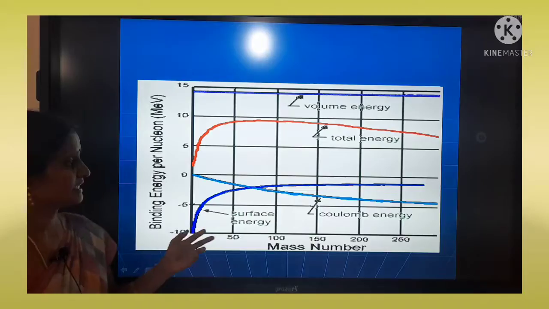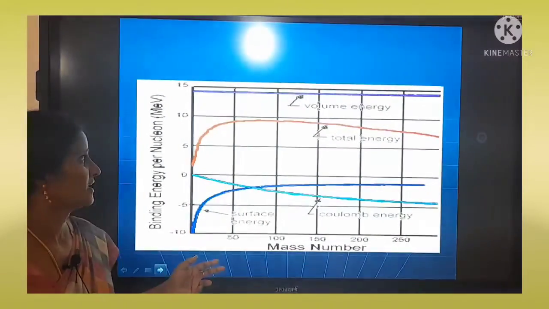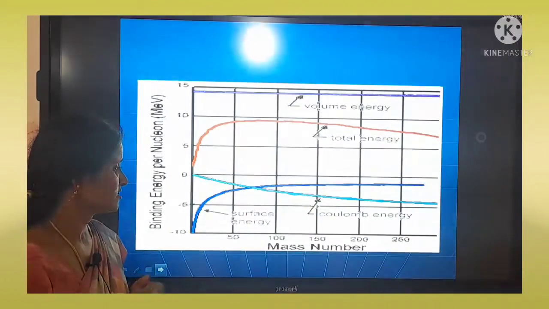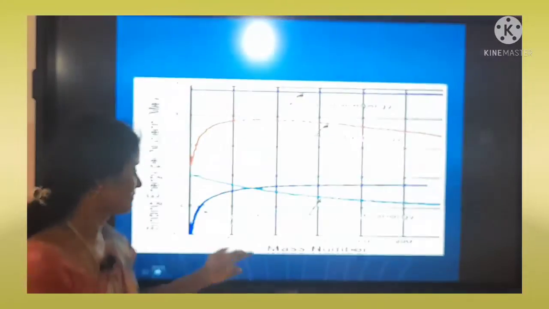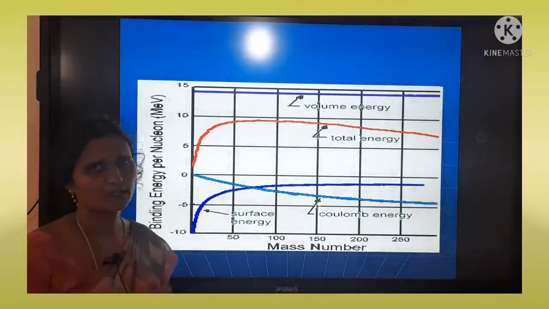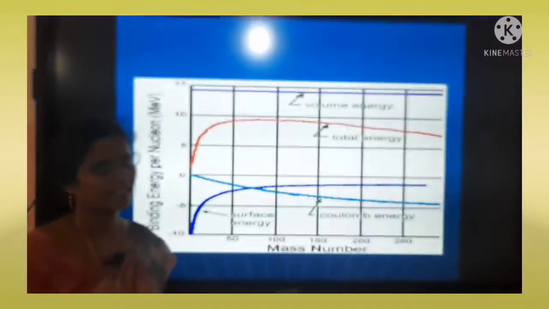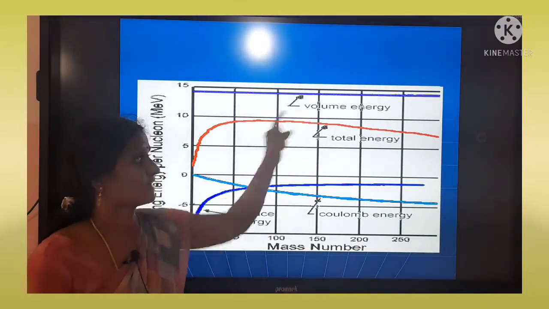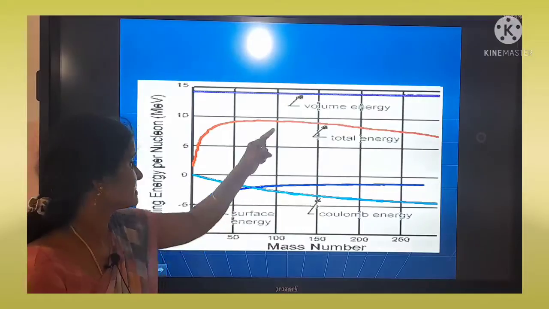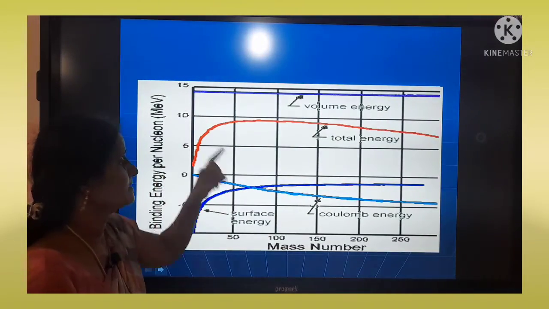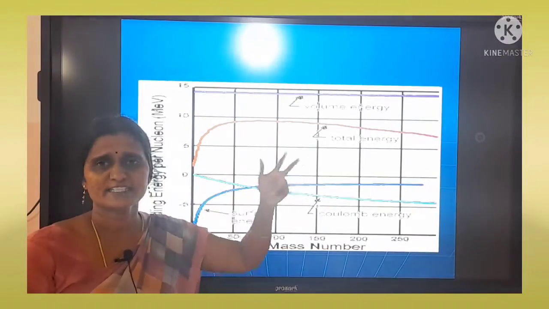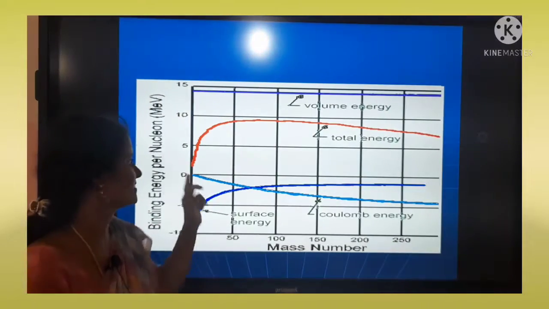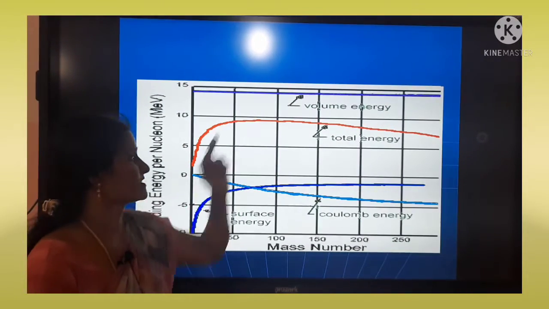And this is a model graph, it explains the total binding energy. When we draw the graph between the mass number and binding energy per nucleon, we get the total binding energy. This line represents the volume energy. It is in the positive direction, because the volume energy term increases the binding energy, so it is represented in the positive region.